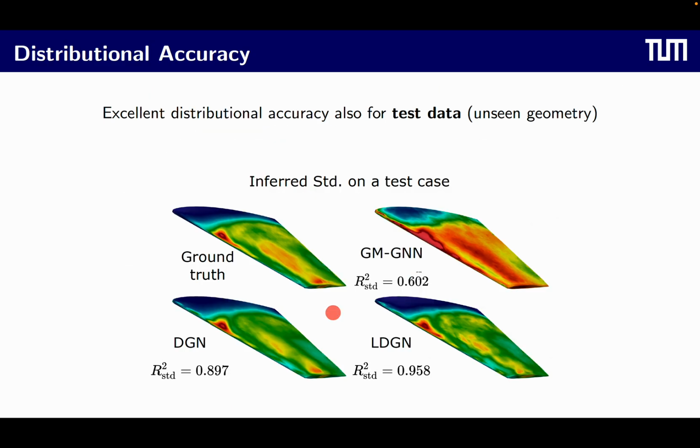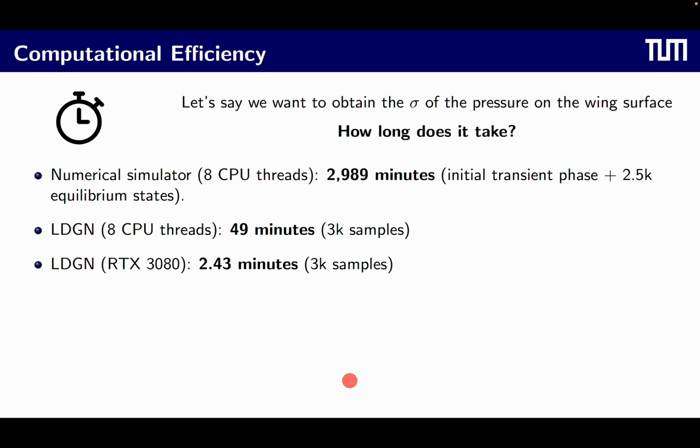Here we have the same for the wing task. We have here the standard deviation predicted by the Gaussian mixture model, which is quite different to what we should be expecting based on the ground truth, and the diffusion graph net and latent variant are doing a much better job.